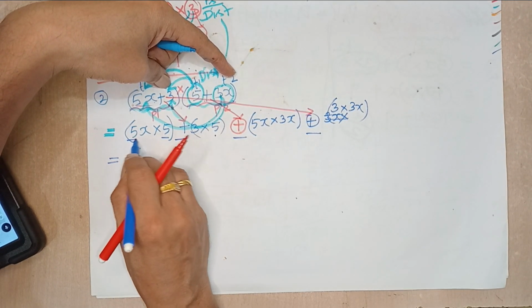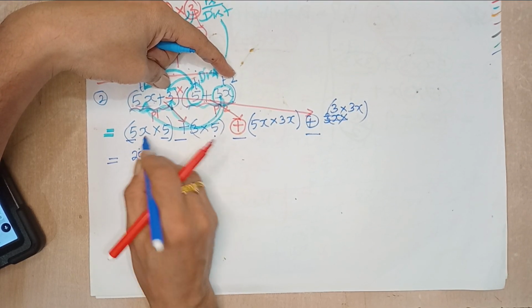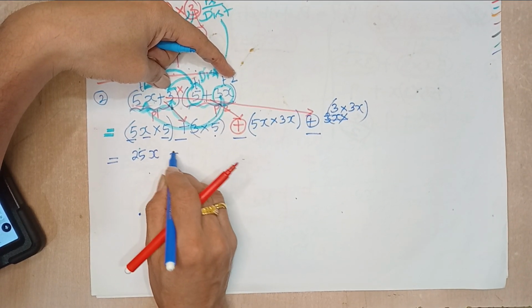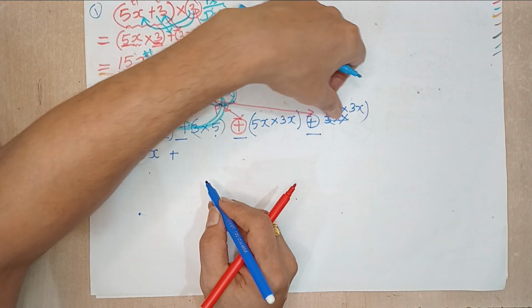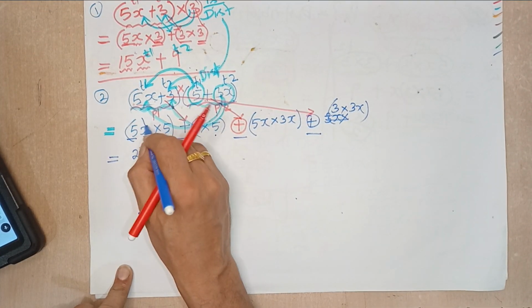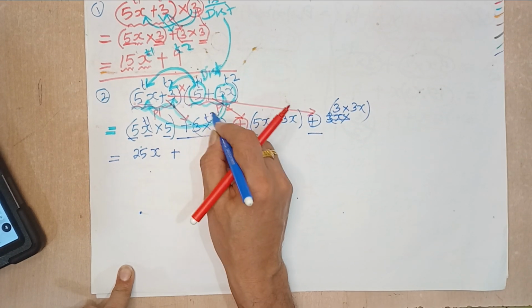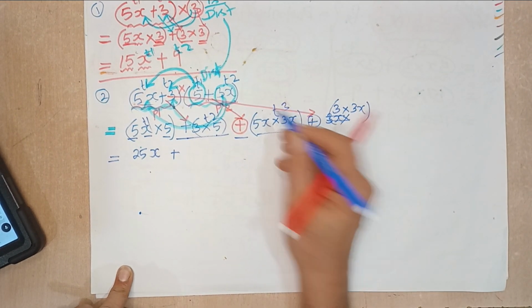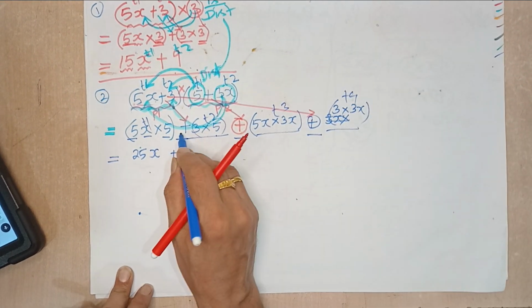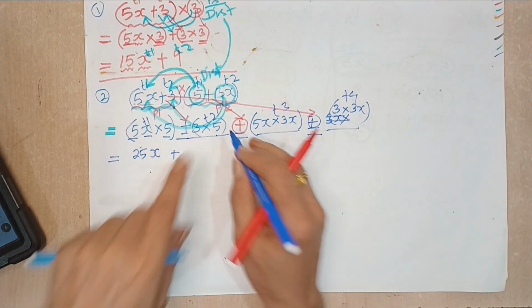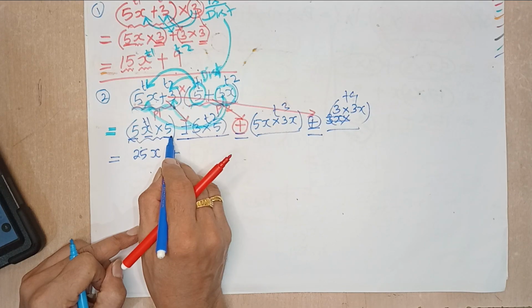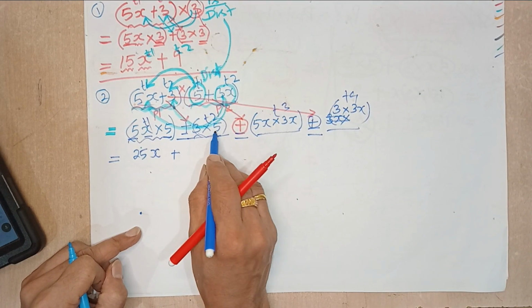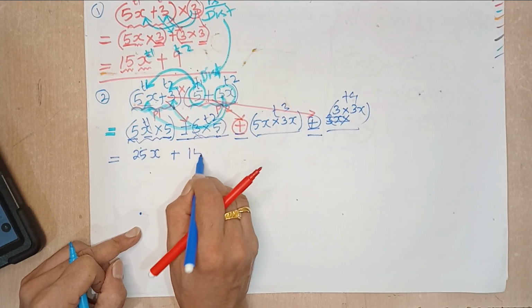Simply 5 into 5, that is equal to 25, only x. In the second step, we have got four terms: term 1, term 2, term 3, term 4, because the plus signs in between separate the terms. The first term becomes 25x. The second term, 5 into 3, is simply 15.